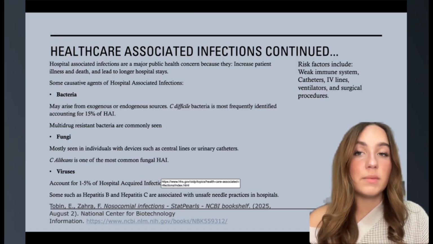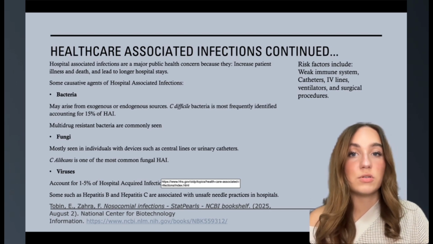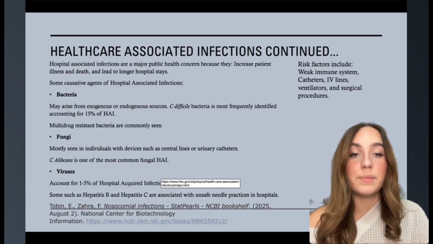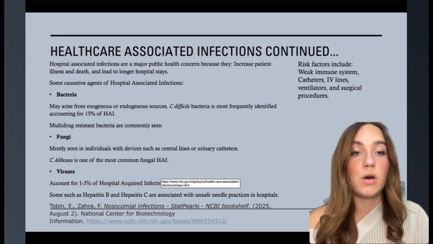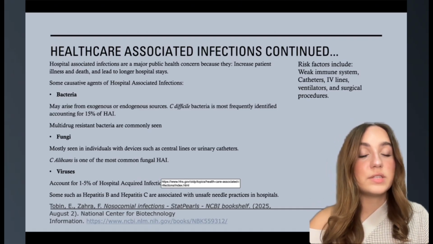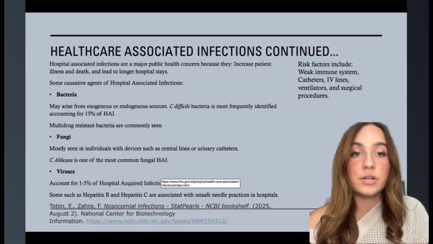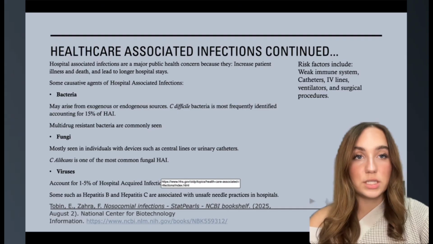Viruses are the least common out of all three of these, as they account for 1 to 5% of all hospital associated infections. Some examples of this would include hepatitis B and hepatitis C, and are often associated with unsafe needle practices within the hospital. Some risk factors of healthcare associated infections would include weakened immune system, catheters, IV lines, ventilators, and surgical procedures.